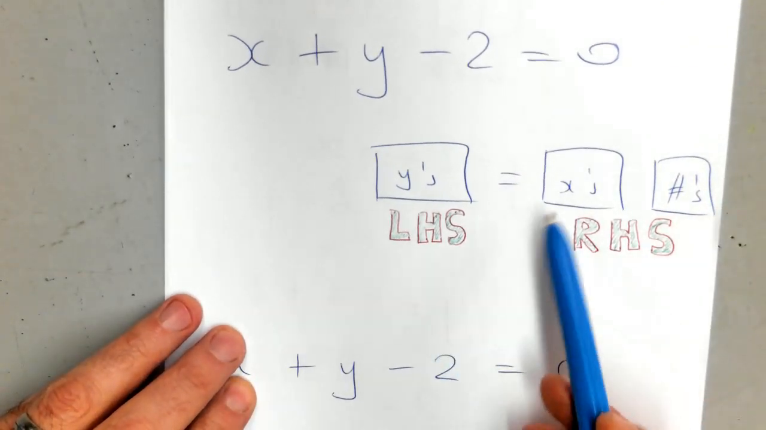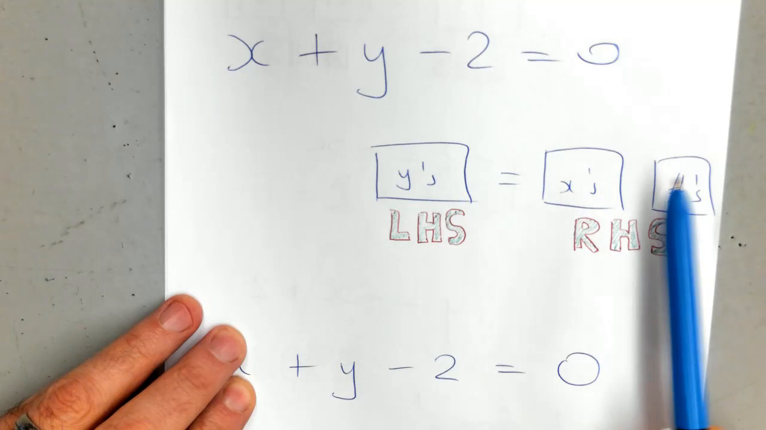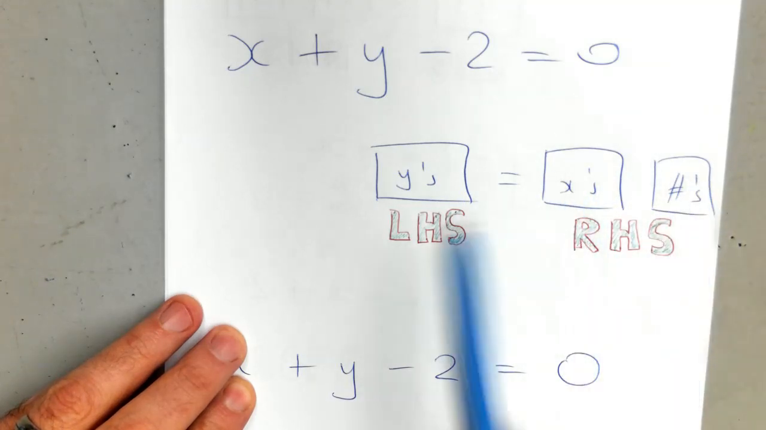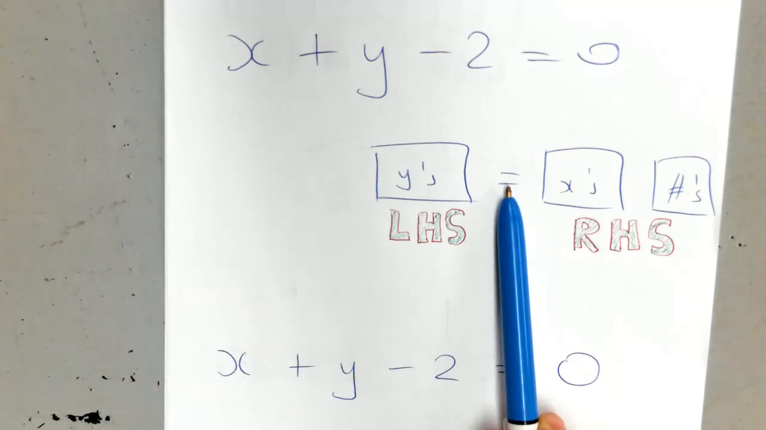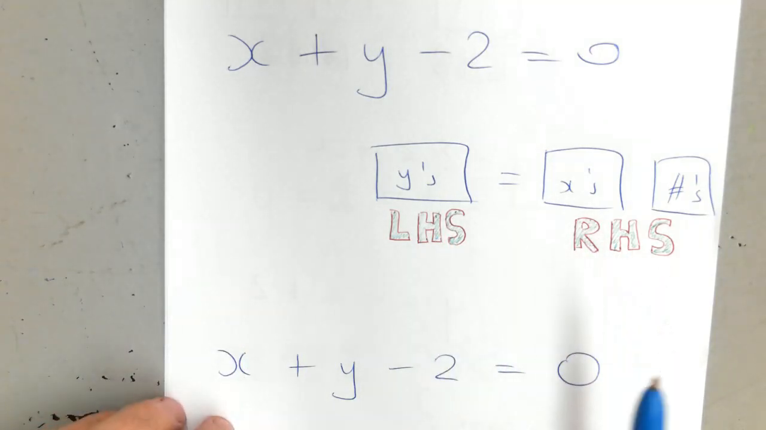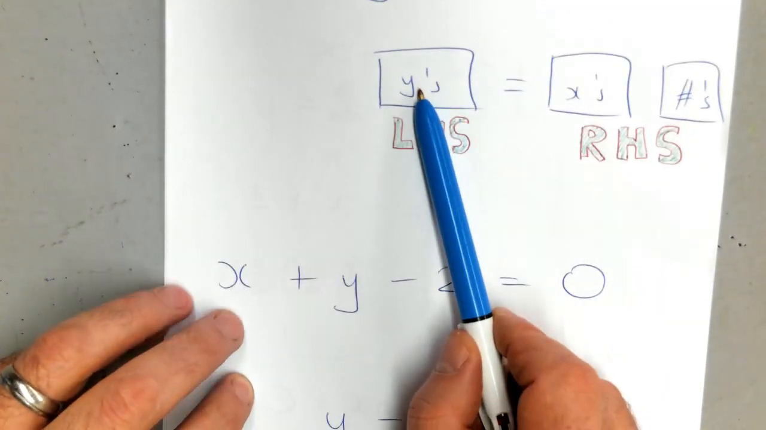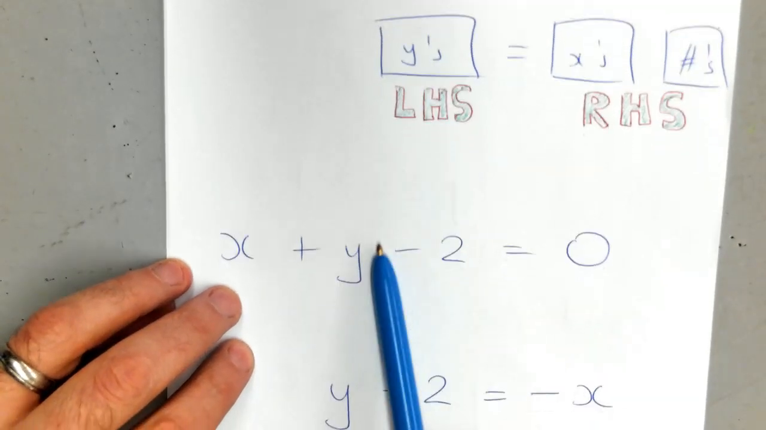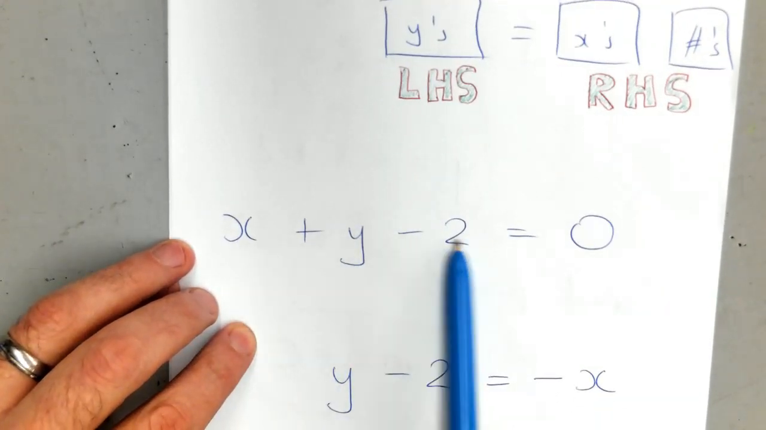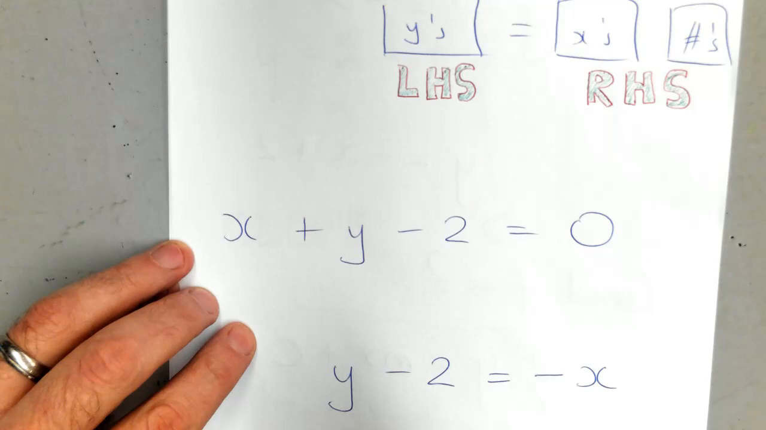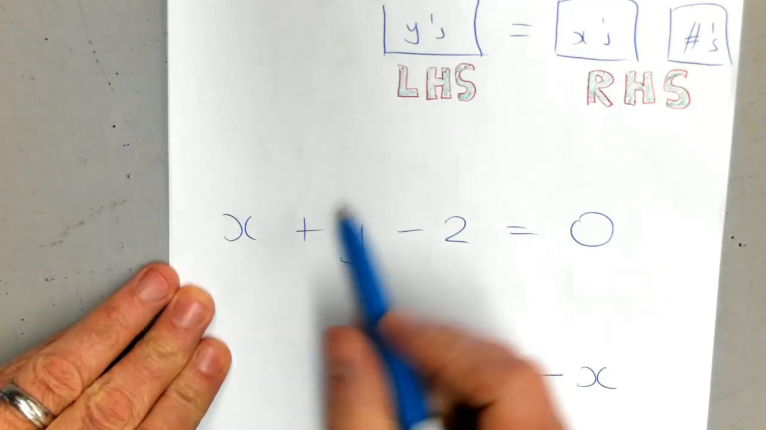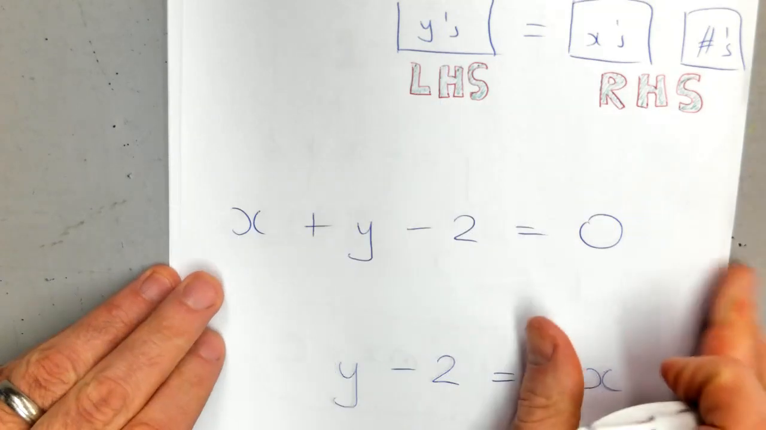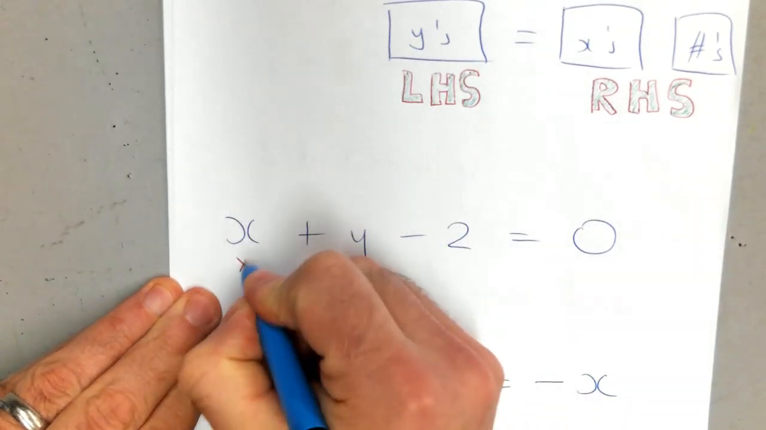As we said, we want the y's on one side and we want the x and the numbers on the other side. So we have a left hand side and a right hand side in an equation. If I look at my equation here, x plus y minus 2, moving from left to right, am I happy with the x on the left hand side? Do I want x's on the left hand side? No, I don't. So I'm going to get rid of it.